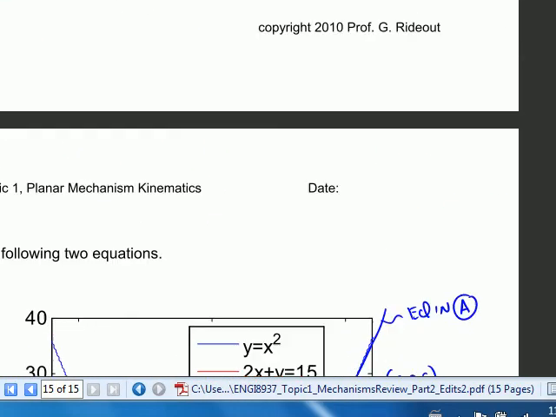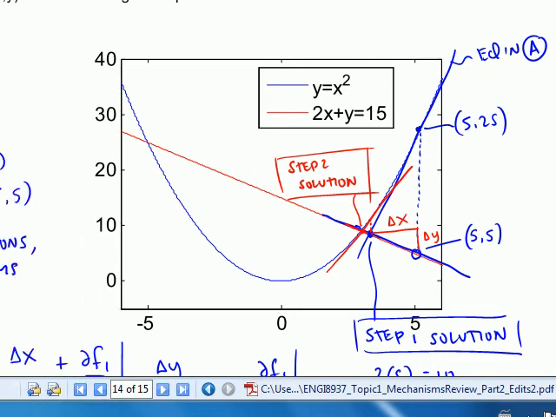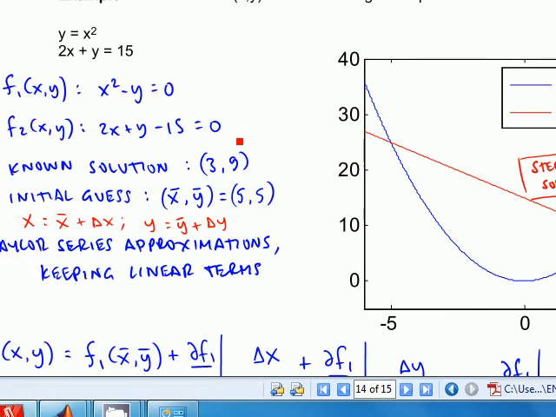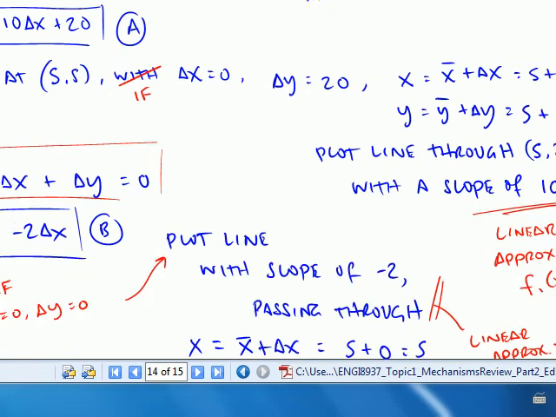Go back and double check that. Yes, 2 and 1. Good. Alright.